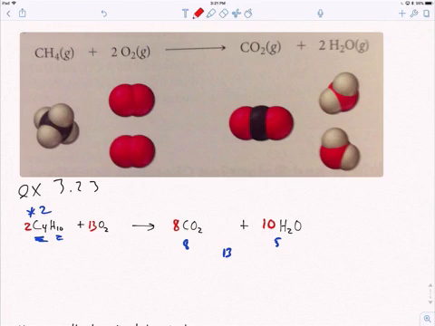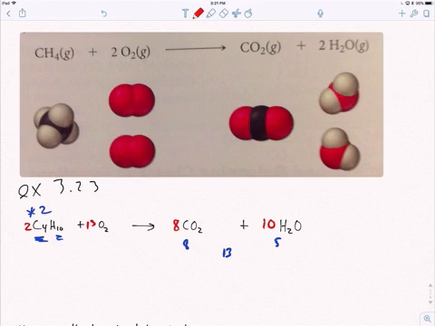Or the other way is you can just start off by multiplying it by 2, since you already know that there's going to be an odd number. So from this, we have 10 oxygens plus 16. So 8 times 2 for the CO2 is 16. So 10 plus 16 is 26. 26 divided by 2 is 13. So it's whatever way you want to do it.